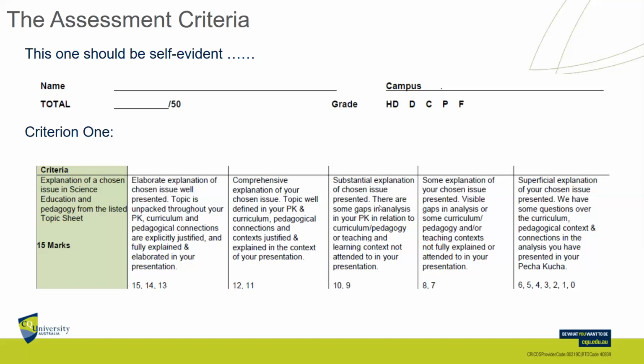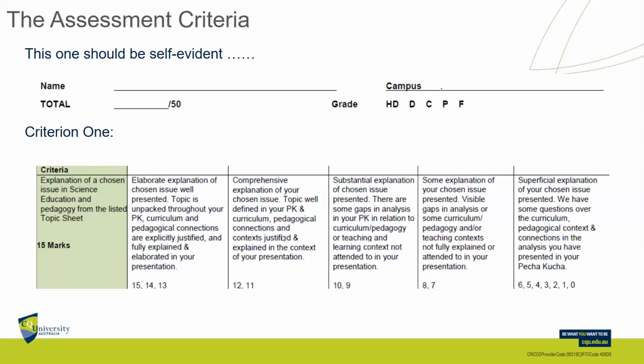There are gaps here in substantial application, okay? But your topic is well defined and your explanation is comprehensive. But here, of course, you can see the topic is totally unpacked throughout your presentation. Curriculum and pedagogical connections explicitly justified and fully explained. So this is a very phat, P-H-A-T, a very fat, a very rich, a very alive presentation. This is a strong presentation. It's well defined.